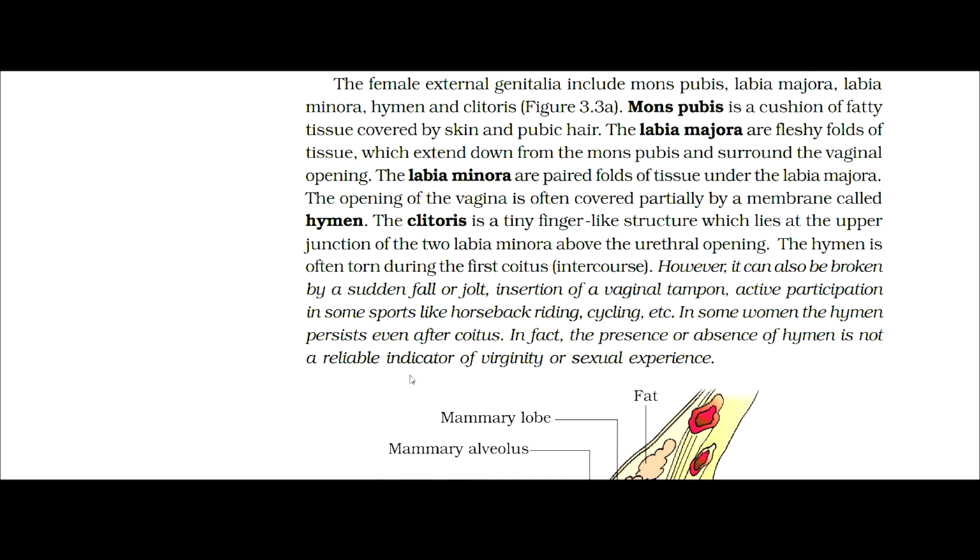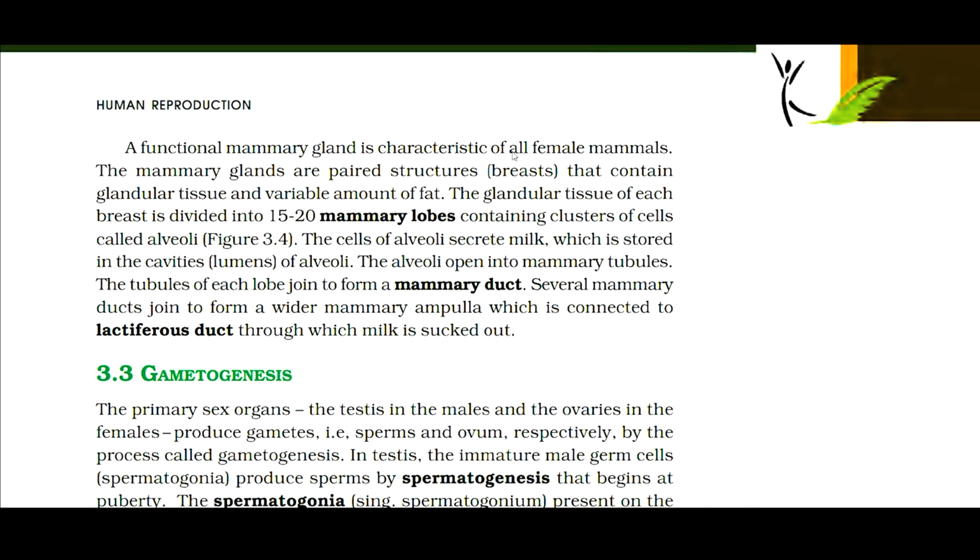A functional mammary gland is characteristic of all female mammals. The mammary glands are paired structures, which is the breast, that contain glandular tissue and a variable amount of fat. The glandular tissue of each breast is divided into 15 to 20 mammary lobes containing clusters of cells called alveoli, which is given in figure 3.4. The cells of the alveoli secrete milk, which is stored in the cavities, the lumen, of the alveoli. The alveoli open into mammary tubules. The tubules of each lobe join to form a mammary duct. Several mammary ducts join to form a wider mammary ampulla, which is connected to the lactiferous duct through which milk is sucked out.